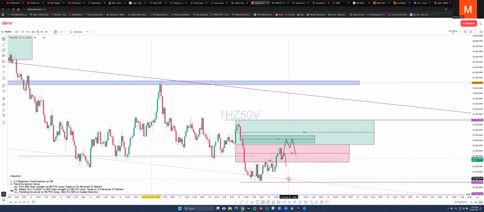Okay, so keep an eye out for this pair. However it turns out, we are following the market. We are not predicting the market. We are following it. Whenever the market starts going, it goes. However it is, I want to know. All right. Okay, guys, this is it for the pair.